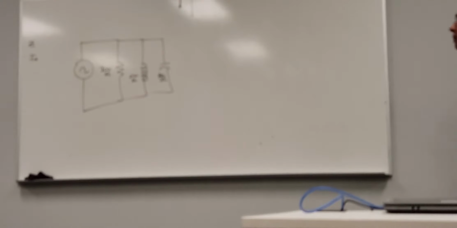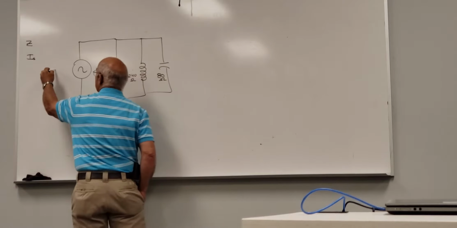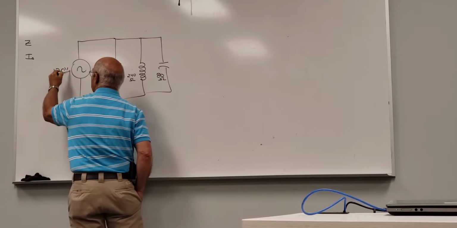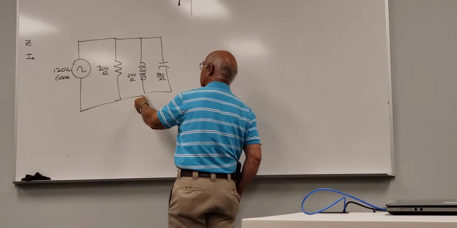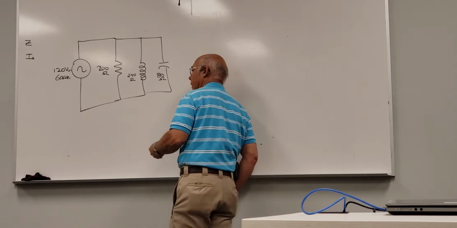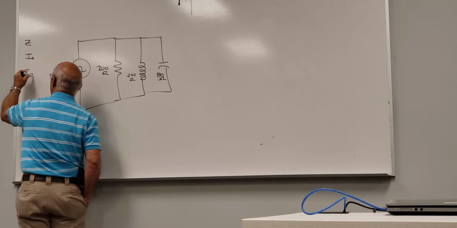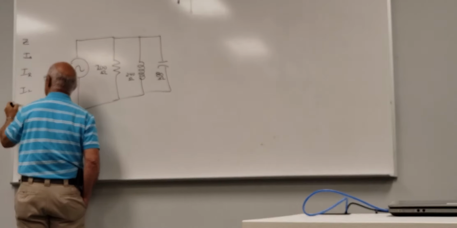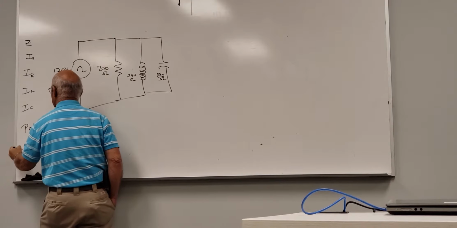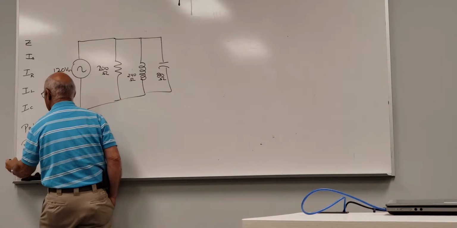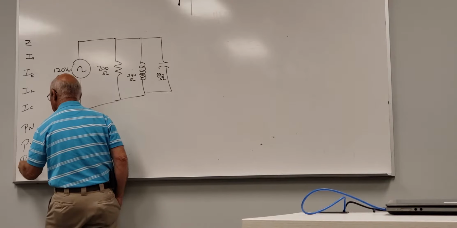So, asking you what the voltage across the resistor is, it is simply the source voltage. Right. The voltage across the inductor, 120. Voltage across the capacitor is 120. But what I might be interested in is IR, IL, and IC. Also want to know power watts, power VA, power volt ampere reactive, and while we're at it, power factor.